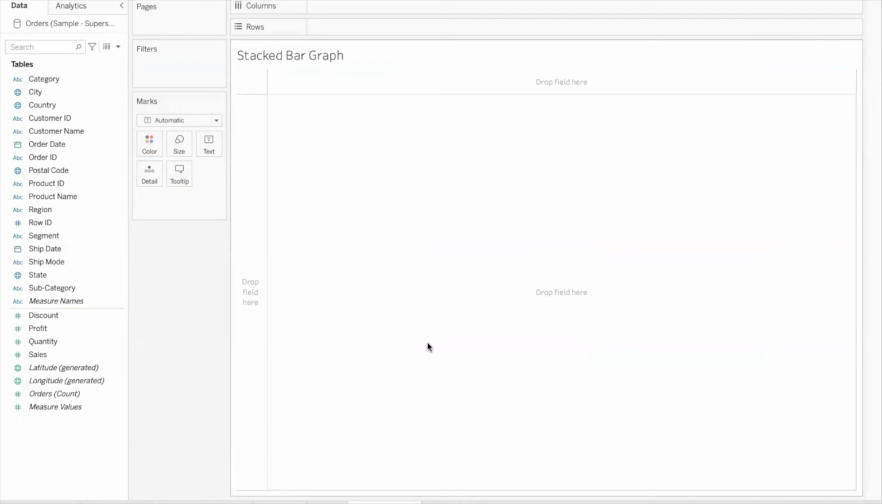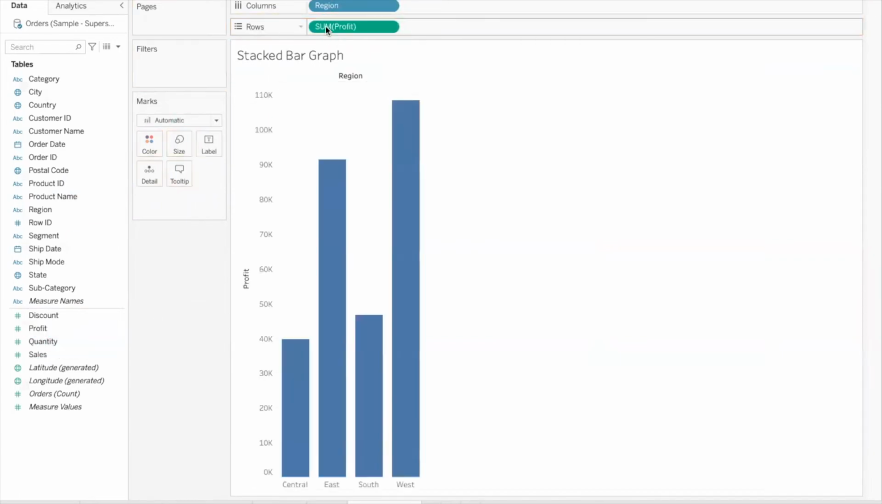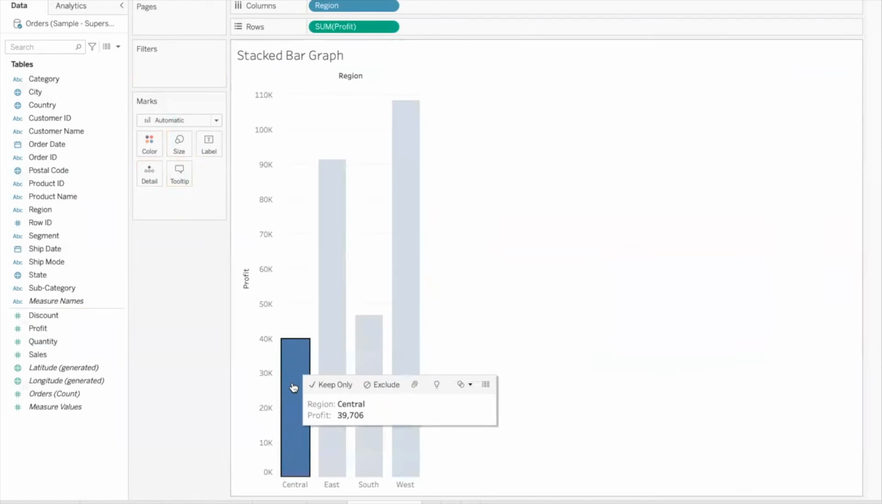Stacked bar graph. Let's say across different regions, I would like to indicate the profit made by these regions. So we can understand the profit from Central, East, South, and West. Let's say within each region, I need to indicate the profit from different segments.